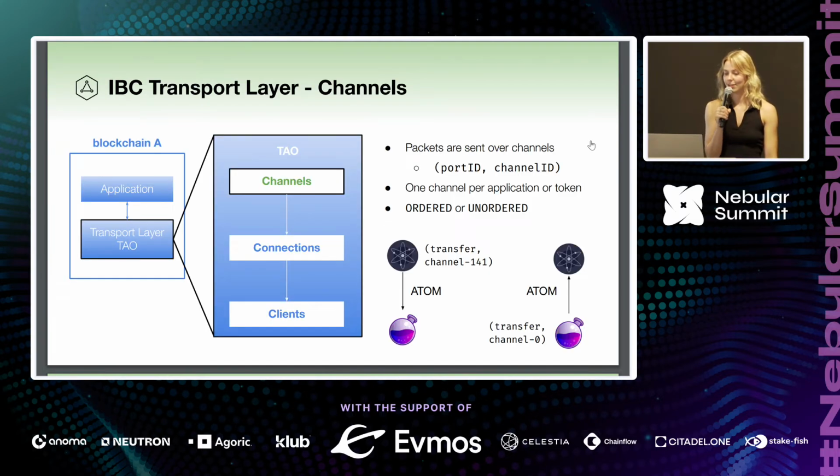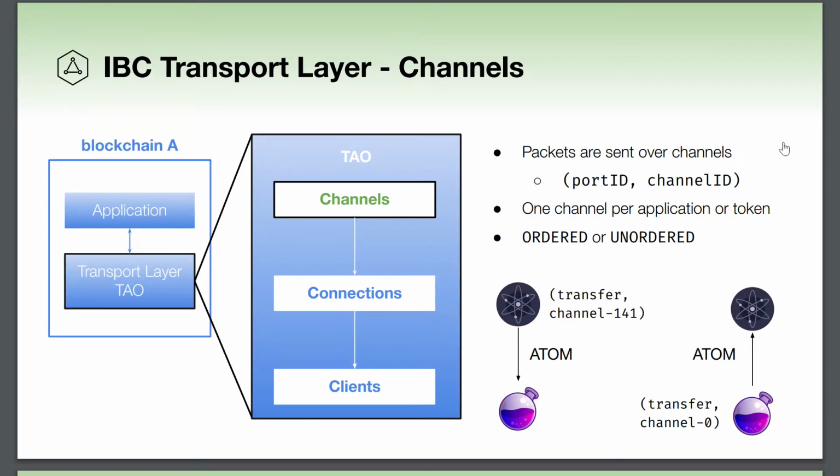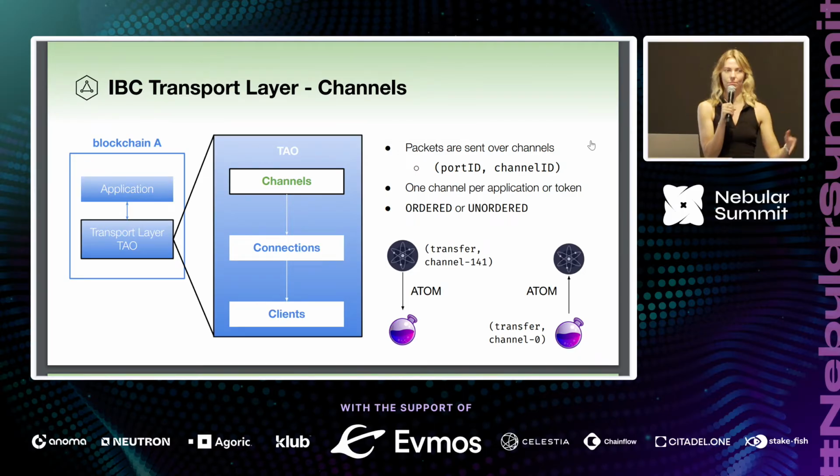So if we look in a bit more detail at what's going on in the transport layer, the nice thing about IBC is that you split up the transport layer into these three components. And the top layer are the channels. The channels are what interface with the applications. And this is nice because if you're an application developer, you only need to be concerned with what's going on with these channels. Everything else in the transport layer is not really relevant for your specific purpose.